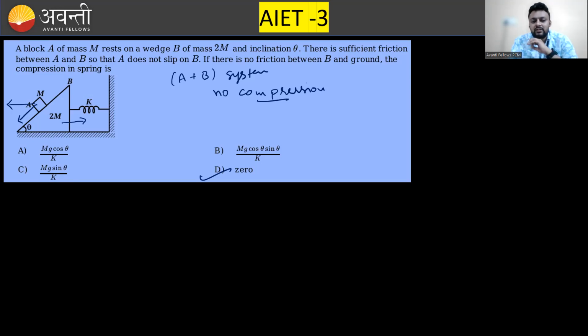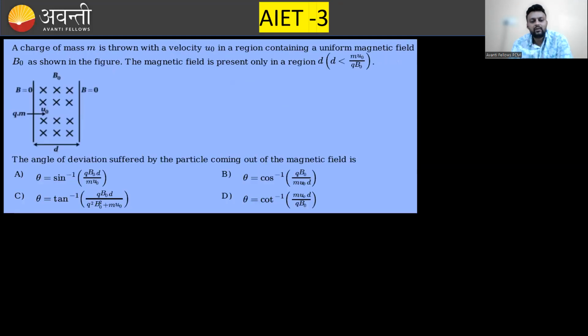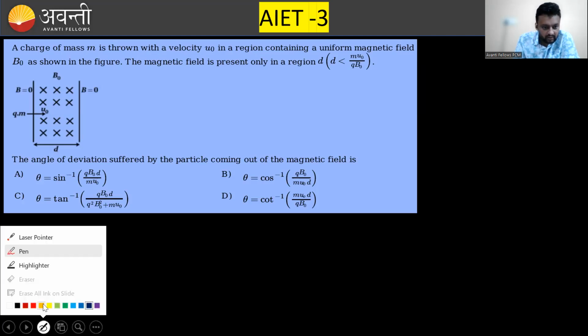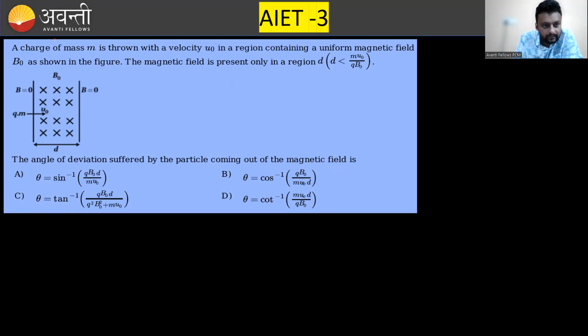Okay, moving further to the next question. So the correct option is D. You can see here. Now, next question. Let me read out the question again. We will try to highlight the question.